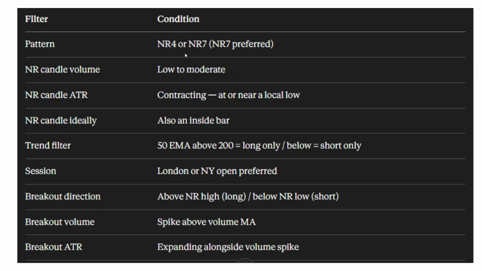First thing we need to see, obviously, is an NR7 or NR4. NR7s are typically better. The volume on the NR7 needs to be low to moderate. No high volume, narrow ranges. We like for it to be nice and calm because we want to see the move later on. The NR7 candle ATR should be low or at or near a low.